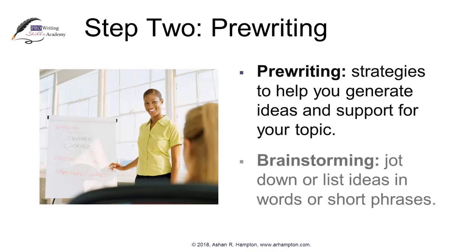Step 2 of the writing process is pre-writing. Pre-writing involves strategies to help you generate ideas and support for your topic. Basically, pre-writing techniques help get you started. It helps you think about your writing project and how to structure it. So brainstorming is very popular. You can do this alone or in groups, but it's when you jot down or you list your ideas in words and short phrases. Think bullet points.